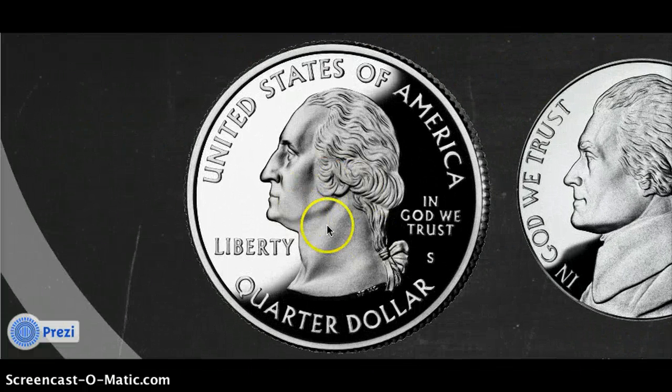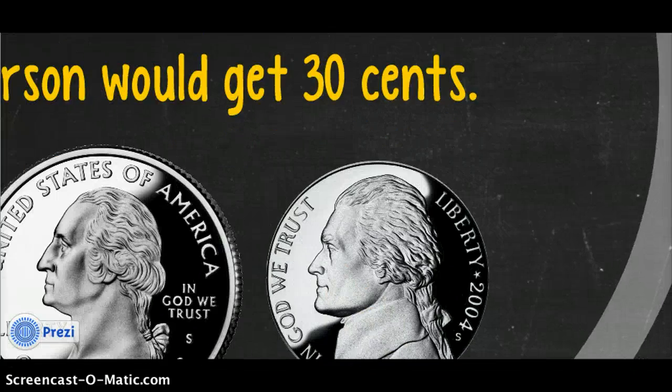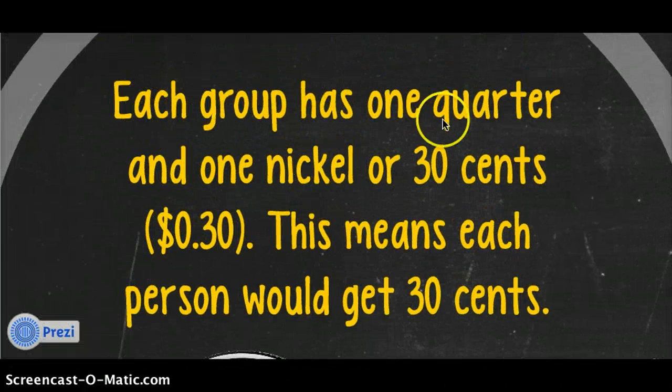So each person has 1 quarter, 25 cents, plus 1 nickel, 5 cents. So 25 plus 5 is 30 cents. Each group has 1 quarter and 1 nickel, or 30 cents altogether. And this means that each person would get 30 cents.